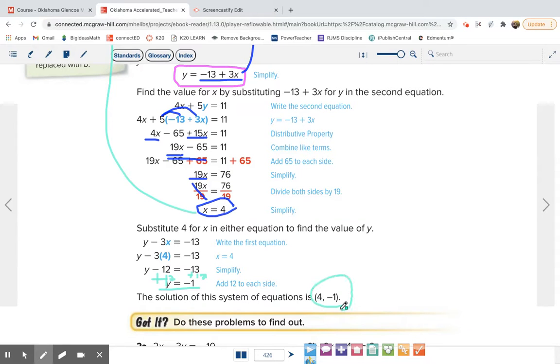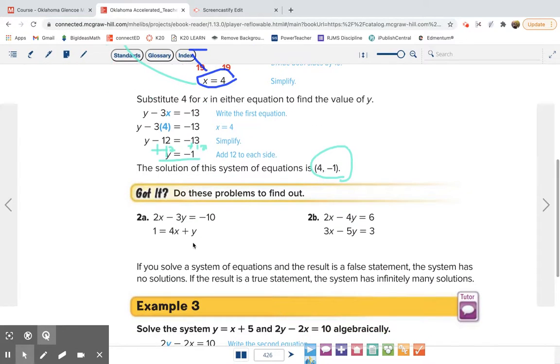That is our solution. These take a while because you're having to work out what seems like two different problems, but you are substituting one into the other to solve, and then substituting back to solve for the other variable to get your solution. So we're going to go ahead and try both of these. I know this takes a while. Please take your time so you can get good at this. Remember, this chapter is important. This is the last lesson in this chapter.